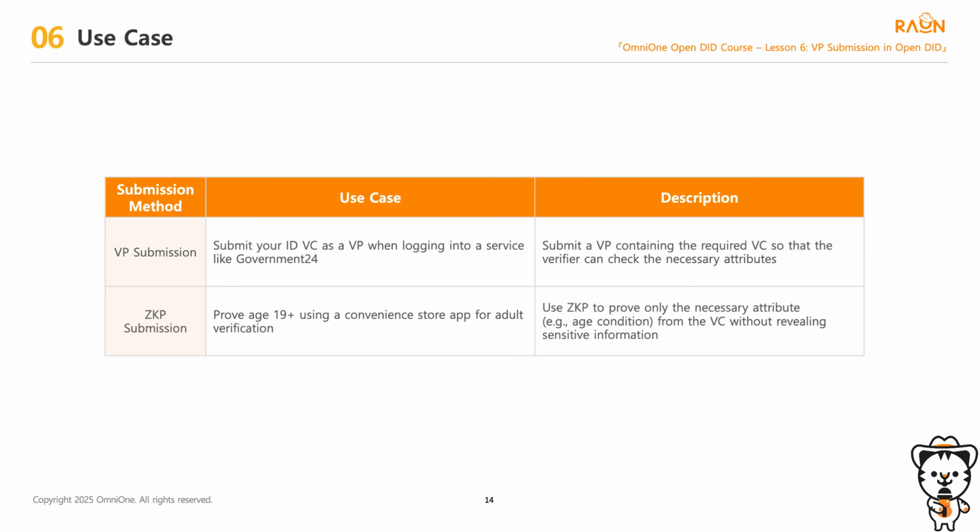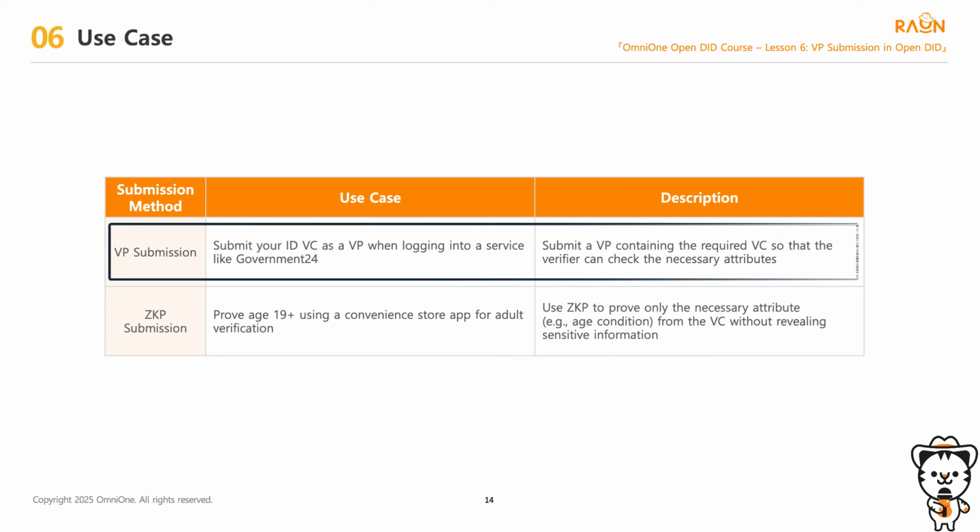Next, let's look at some real-life use cases for VPs. First, in the case of a standard VP submission. For example, when logging into Government24, I can submit my ID card VC as a VP to log into the service. The verifier checks the necessary attributes, and if the verification is successful, allows the login. This is the most common form of VP submission.